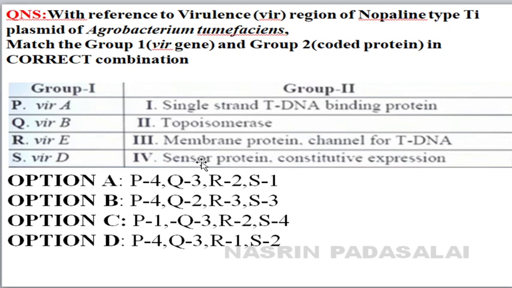So vir A is involved in the sensor protein. It is involved in signal transduction, where it will sense the phenolic compounds that are released by the wounded plant. And vir B, along with the vir D3 region, is involved in assembling the secretion system. They create the membrane protein channel for exporting the T-DNA. And vir E is nothing but a single-stranded T-DNA binding protein. It coats the single-stranded T-DNA and protects it. And next, vir D, which acts as a topoisomerase. So the correct options are P4, Q3, R1 and S2.